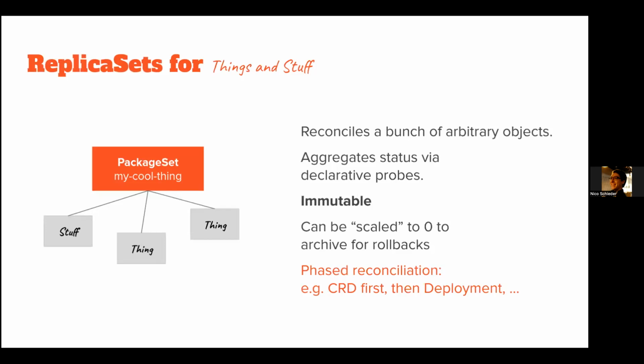So higher level operators can make sense of the group of objects, and it's immutable, similar to a replica set. It can be scaled back to 0, so it's archived, so it's still around in the Kubernetes API server to go back to if wanted. And it does things phased, in an orderly fashion instead of just dumping everything at once against the Kubernetes API server.